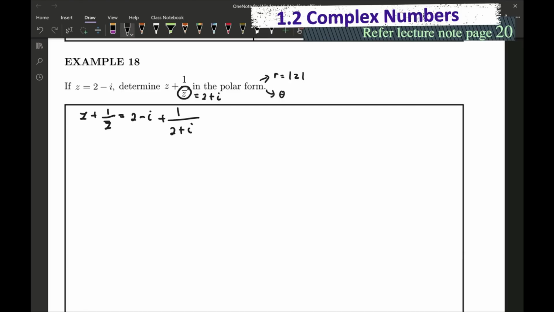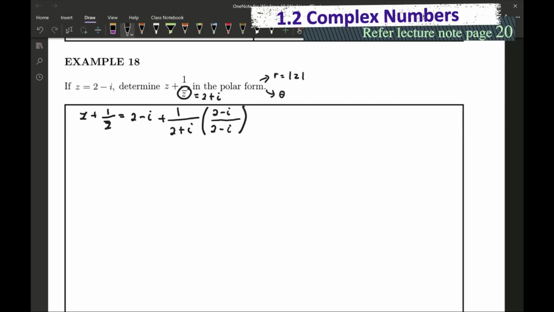Okay, now what should we do? If we have a fraction, we need to rationalize the denominator. So how do we rationalize a complex number? We need to multiply by the conjugate, because we don't want a complex number in the denominator. It's the same thing we do if we have a surd in the denominator. So multiply with the conjugate. The conjugate is 2 minus i. Okay, so now we have this.